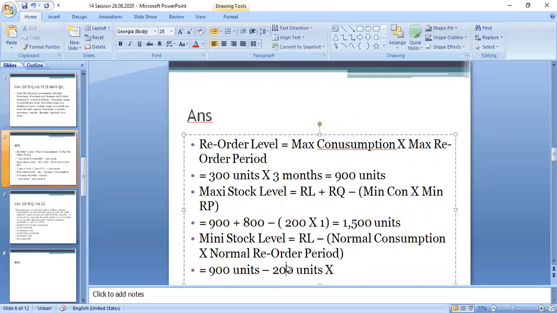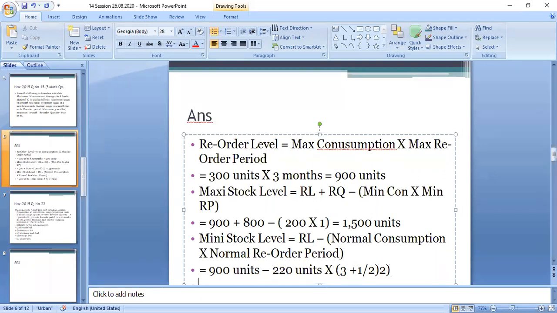Normal reorder period is minimum period plus maximum period divided by 2. What is the minimum reorder period? Minimum reorder period is 1 and maximum reorder period is 3. So 3 plus 1 divided by 2, that is an average reorder period. Average reorder period we can take as the normal reorder period. So 3 plus 1 is 4, 4 divided by 2, that's 2. So 2 is the normal reorder period.